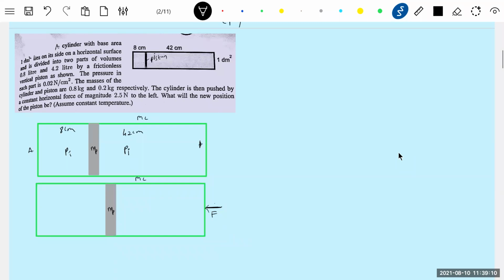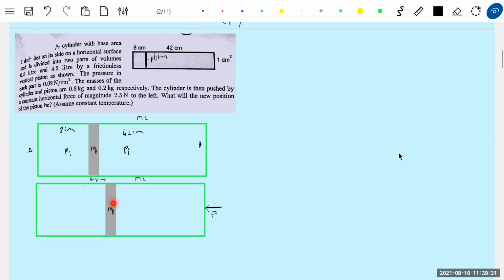What will be the new position of the piston? He's asking only the new position. New position means some shift has occurred. We have to calculate this x. Sir, how? Now, who is going to push the piston? The pressure force only. And if the container moves in this direction, at steady state, we are discussing the problem.